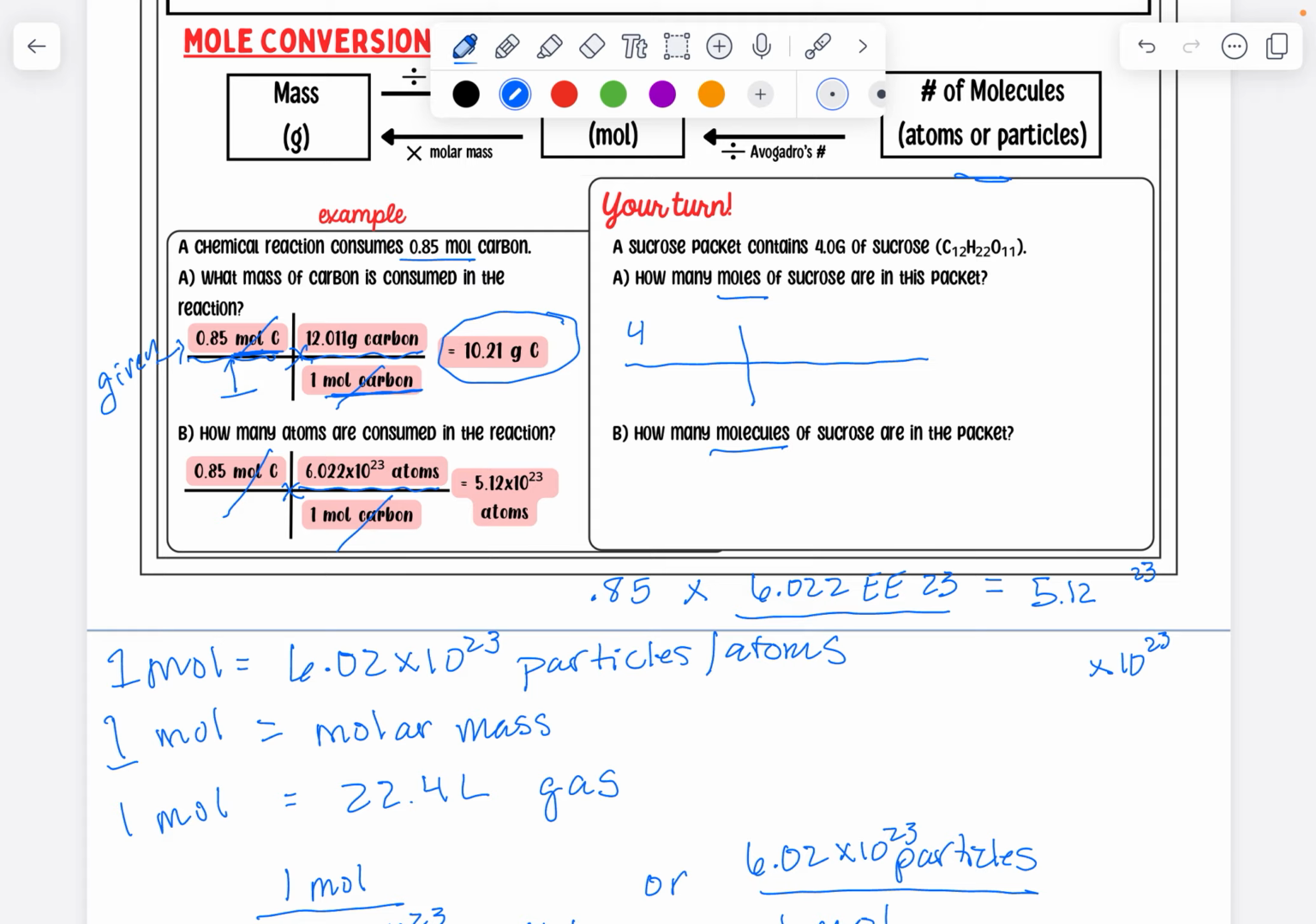I'm given 4 grams of sucrose. I'm not going to write this all out because it won't fit, but usually we write the formula just to keep track of what we're canceling out. And I'm going to put it over 1, so I don't write anything there. Now I want to get rid of grams, so I put grams on the bottom. And do I have anything that goes straight from grams to moles?